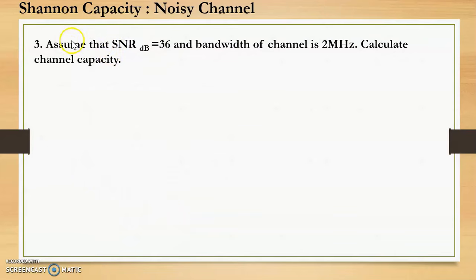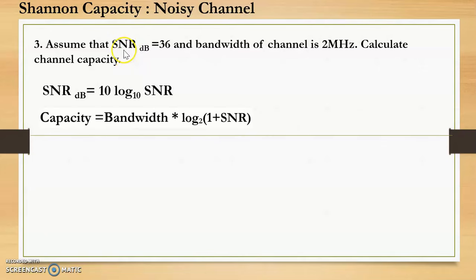Next question is, assume that signal to noise ratio in decibels is 36 and the bandwidth of the channel is 2 MHz. Calculate the channel capacity. So over here we are given the signal to noise ratio in decibels and we are given the bandwidth of the channel. We need to find the capacity of the channel.